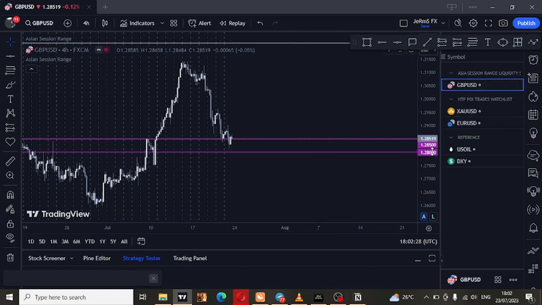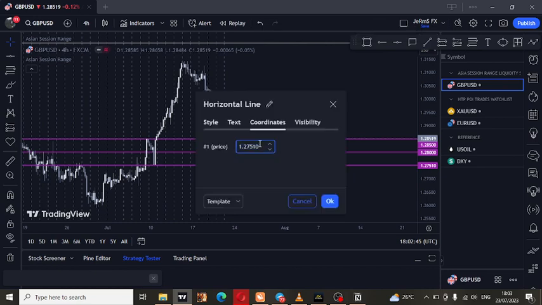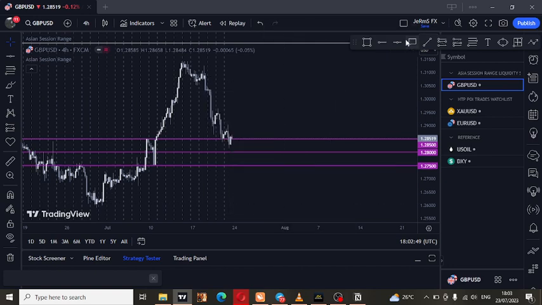So the next psychological level will be 1.275 if you are moving down. You press the horizontal bar, then you come to setting, and then you enter 1.275. The next psychological level will be 1.270. You see that I'm just rounding up the numbers.